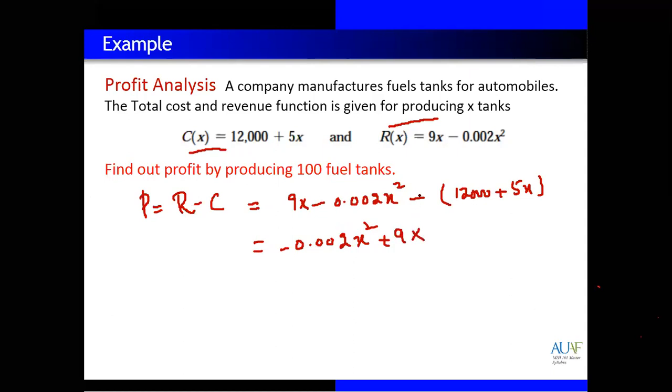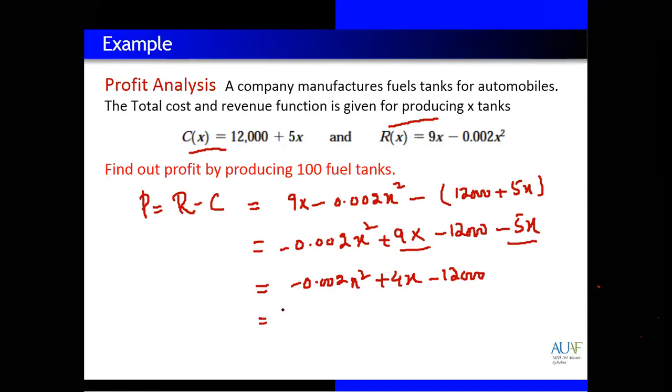Now multiply minus with these: this becomes minus 12,000, and minus multiplied with these equals minus 5x. So minus 0.002 x square, 9x minus 5x equals 4x. Then we have minus 12,000. Any question? Okay, so it's clear.